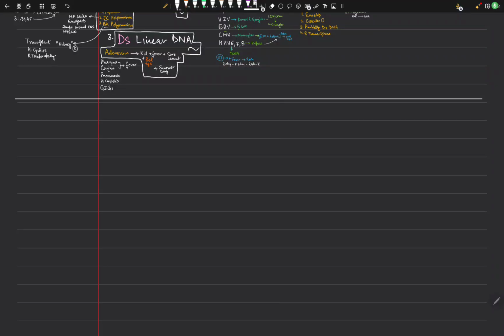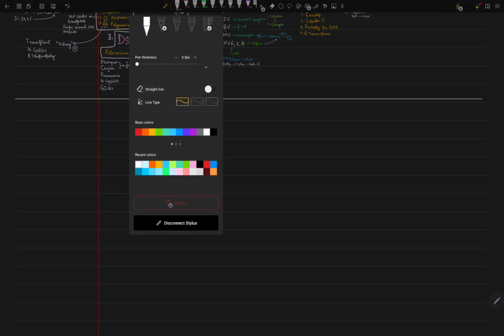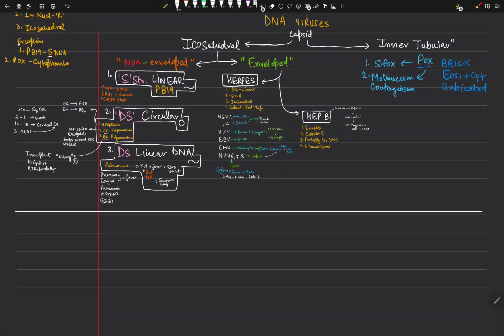So that was the basic classification of basic DNA viruses. Let's try to zoom in on each. The first one we're going to cover is Parvo B19. Now, Parvo B19 is one of the exceptions in DNA viruses because it has single-stranded DNA. It's a linear DNA in Parvo B19.